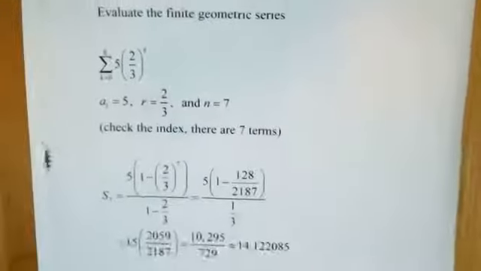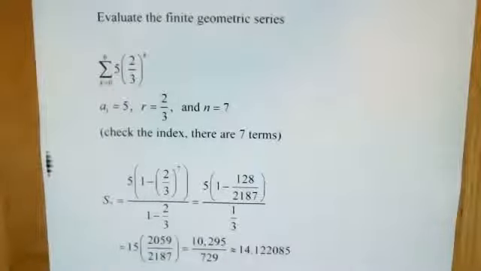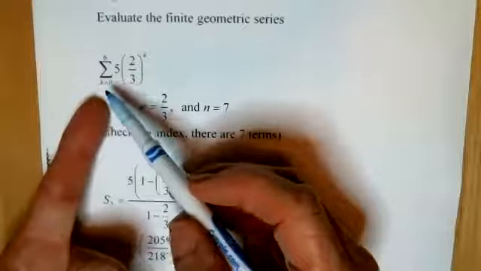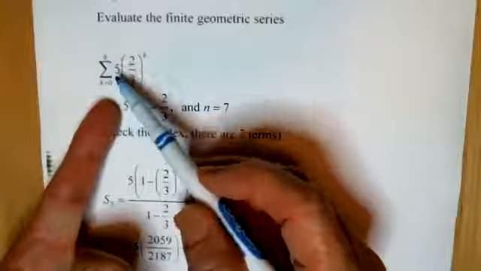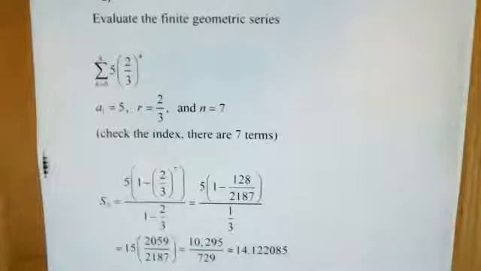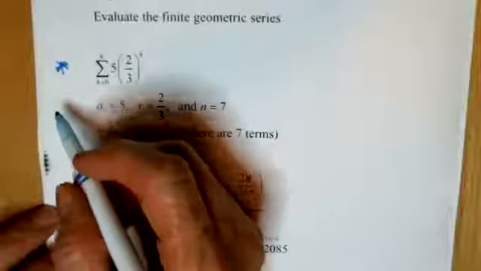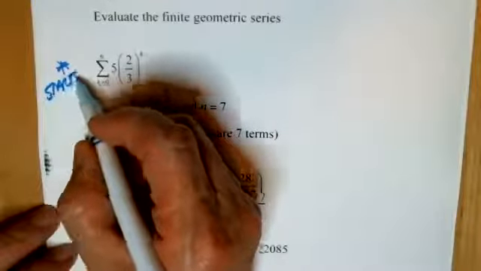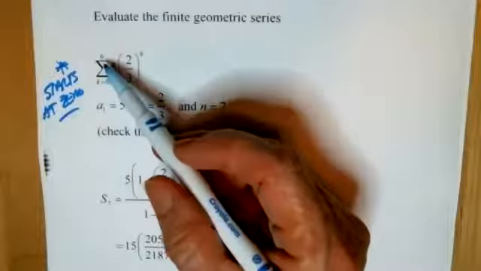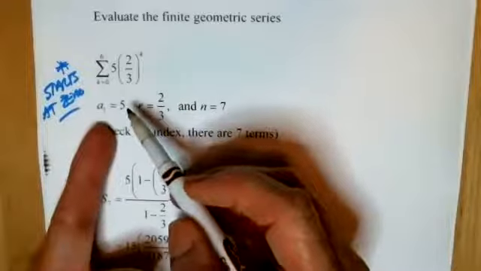So let's evaluate the finite geometric series using summation notation. I want the sum, k equals 0 to 6, of 5 times the quantity 2/3 to the k power. Now, this one is kind of special because if you notice, the index does not start at 1. It starts at 0. Which means if I'm summing from 0 to 6, I have 7 terms that I'm summing. So I need to use the first term.